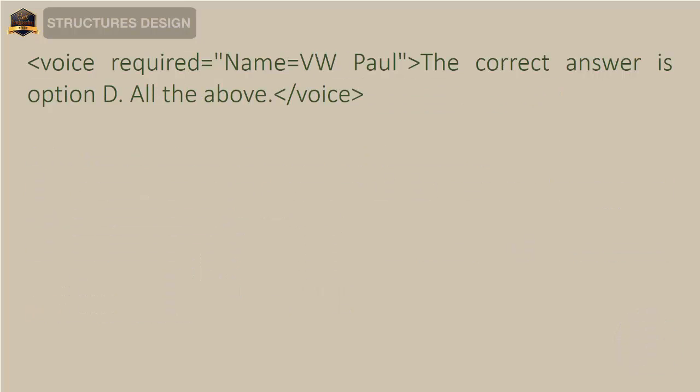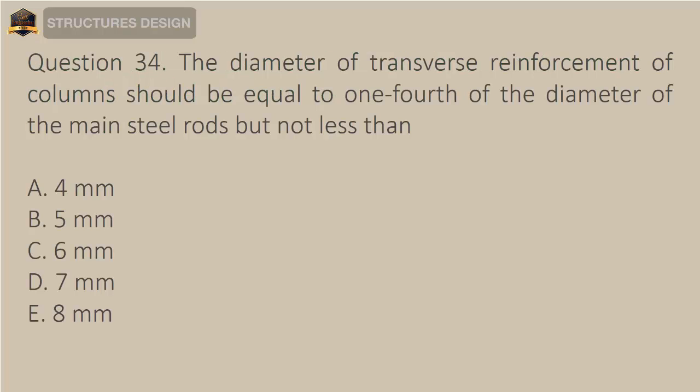Question 34. The diameter of transverse reinforcement of columns should be equal to 1/4 of the diameter of the main steel rods but not less than A. 4 mm, B. 5 mm, C. 6 mm, D. 7 mm, E. 8 mm. The correct answer is option D, 7 millimeters.